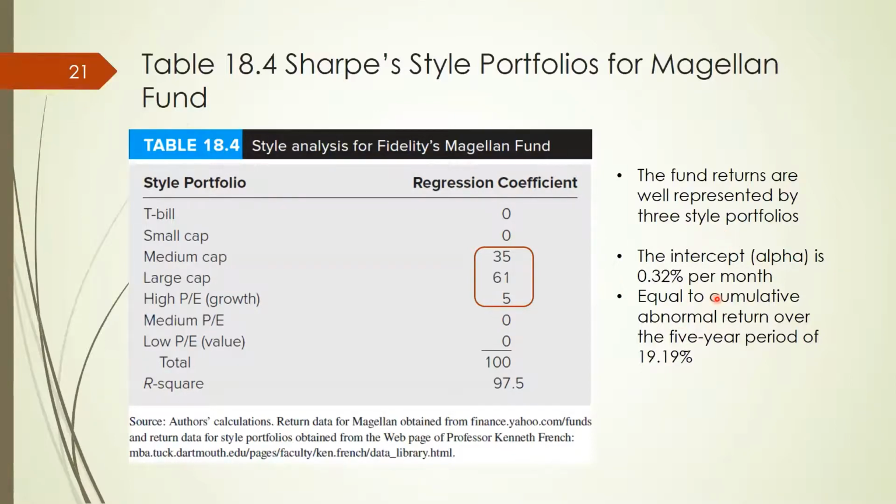Also, the intercept, or alpha, is 0.32% per month, which roughly corresponds to 4% per year. That's also sizable. Abnormal returns for a 5-year period are close to 20%. So in short, the style analysis can tell us where the exposure of the portfolio is and whether the portfolio used the style returns to obtain superior performance.